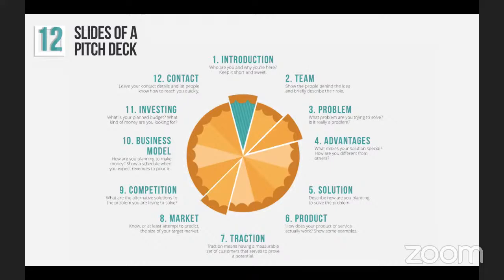Of course, as the entrepreneur, as the CEO behind the idea, you would be included in that team segment as well. So let's say you have yourself as the CEO, you have a financial controller, you have someone for marketing, someone on logistics. You put pictures of who those persons are, and also what it is that they do in the business.